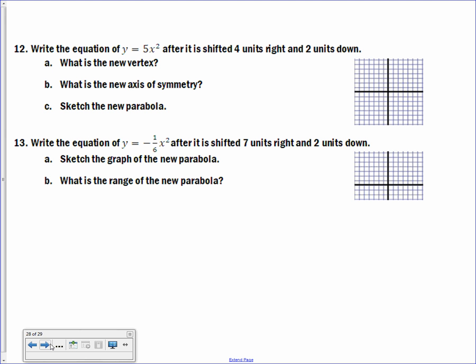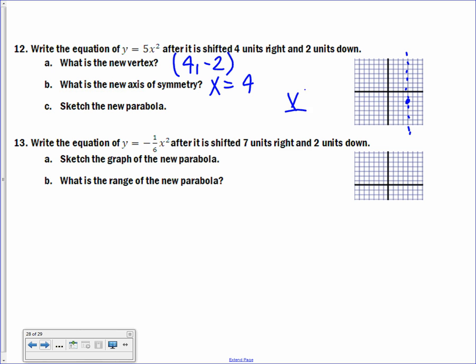So if I look at 12, it says write the equation of y equals 5x squared after it shifted 4 units to the right and 3 units down. Okay, so the new vertex will be 4 to the right and 2 units down, so it'll be 4, negative 2. The new axis of symmetry then would go through my new vertex, so that would be 4. Okay, and then I'm going to sketch my new parabola. So I've got positive 4, negative 2 is down here. My axis of symmetry is going to go right down through there.